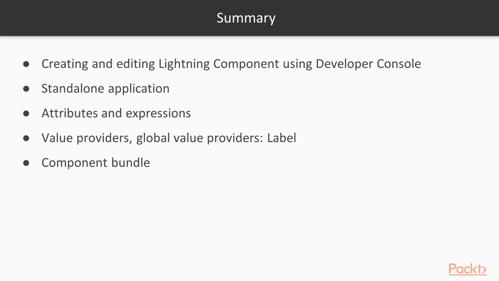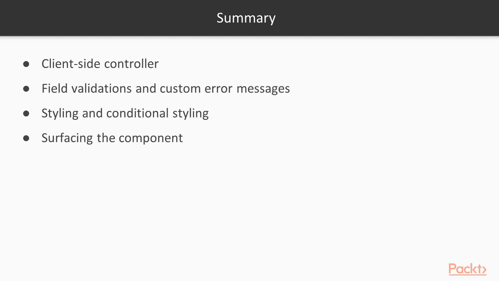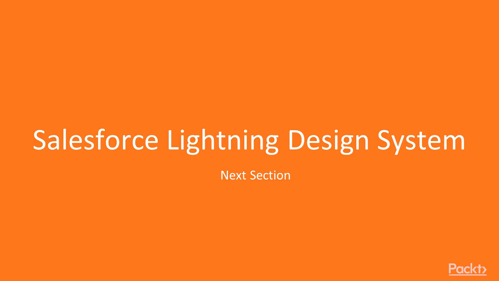So in this section, we have understood creating and editing lightning components using the developer console, and what a standalone application is, what the attributes, expressions, value providers, global value providers are, then component bundle, client-side controller, field validations, custom error messages, stylings, conditional stylings, and surfacing the component. In the next section, let's understand a very important concept, Salesforce Lightning Design System, SLDS.